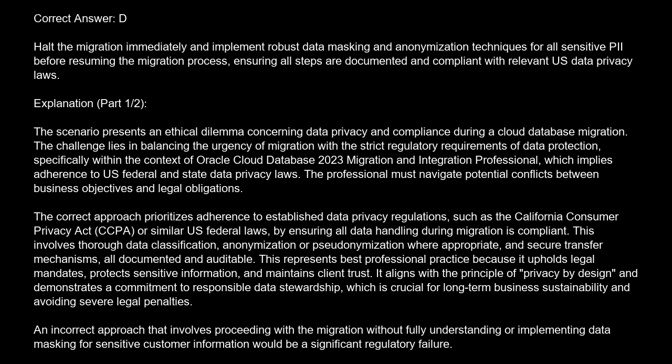The professional must navigate potential conflicts between business objectives and legal obligations. The correct approach prioritizes adherence to established data privacy regulations, such as the California Consumer Privacy Act, CCPA, or similar U.S. federal laws, by ensuring all data handling during migration is compliant. This involves thorough data classification, anonymization or pseudonymization where appropriate, and secure transfer mechanisms, all documented and auditable. This represents best professional practice because it upholds legal mandates, protects sensitive information, and maintains client trust.